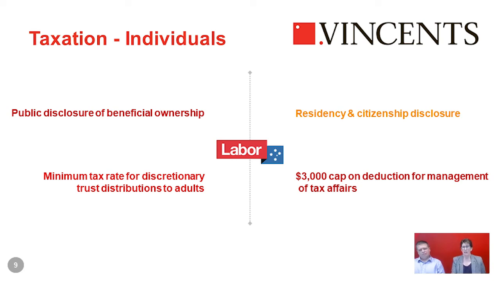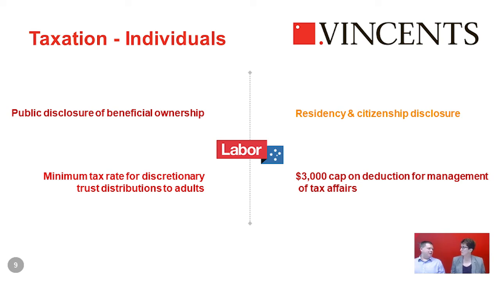The last item in relation to individuals relates to a $3,000 cap on deductions for the management of tax affairs. So essentially this is individuals being limited in the tax deductions that they can claim for the expenses that they incur paying their advisors to prepare their tax returns or getting tax advice. So we capped at $3,000. It does only apply to individuals. It has had a little bit of press over the last week or so.